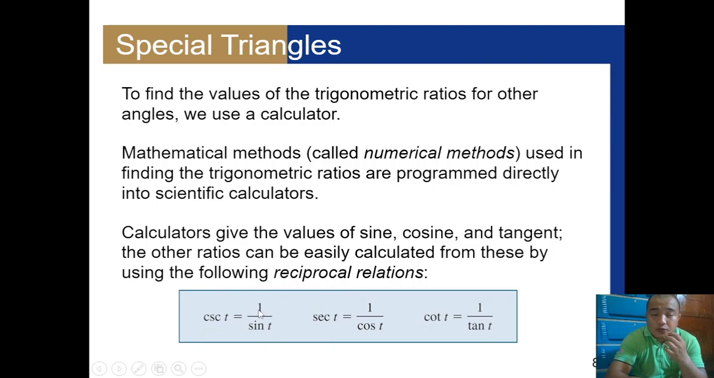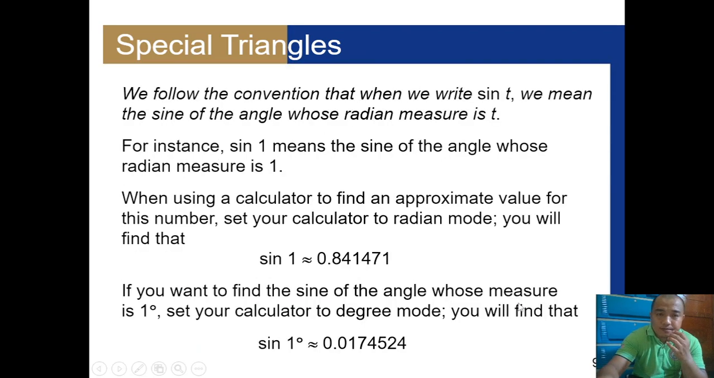Okay, if you want to find the value of cosecant 50 degrees, all you have to do is divide 1 by sine 50 degrees. If you want to find the value of secant t, just divide 1 by cosine t. If you want to find the value of cotangent t, just divide 1 by tangent t. Okay, because they are reciprocals.